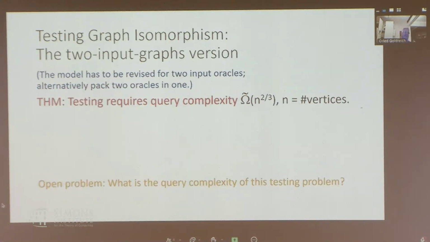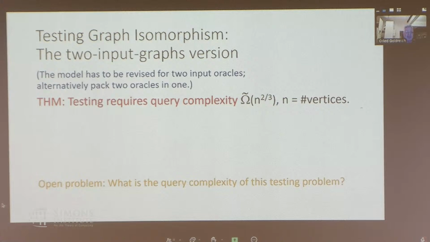So the first thing that I want to review quickly is the problem of testing graph isomorphism. There are two versions of this problem. One has 2 input graphs. So this means that the model has to be modified such that you now have 2 oracles, or if you want, you can pack these 2 oracles in a single oracle in a straightforward way. And the question is, what is the complexity of testing whether these 2 graphs are isomorphic?